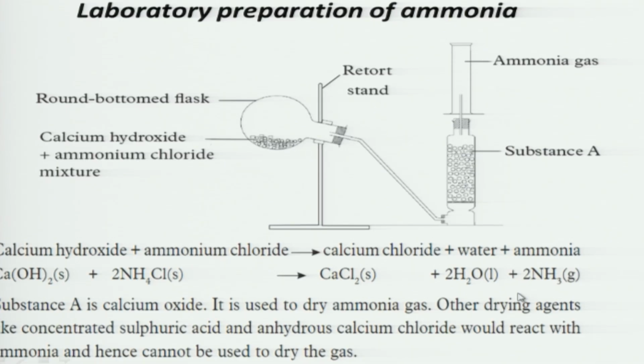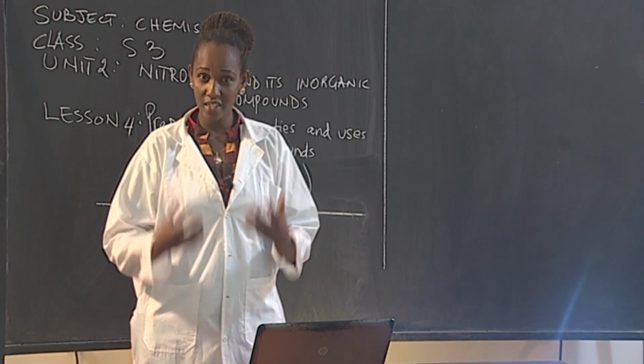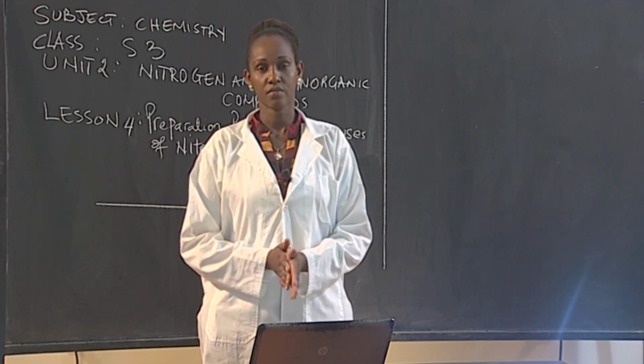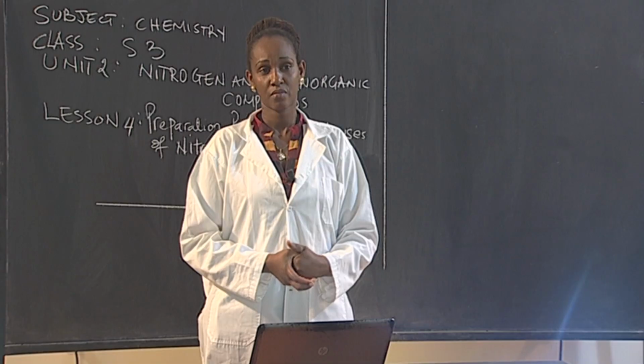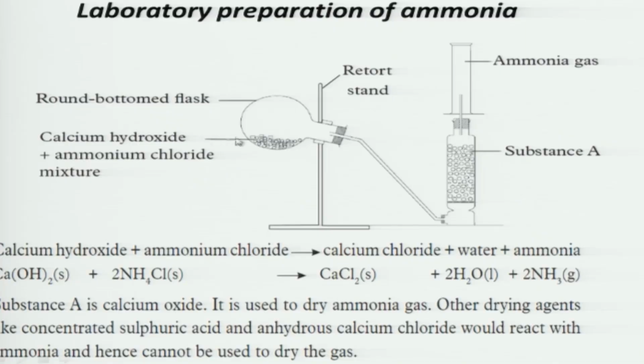So as I always tell you, in the preparation of substances in the lab, there are things you need to take into consideration. You need to know the diagram, how to draw the diagram. This is the diagram, how it is set up. So it is a round-bottomed flask, held on a retort stand, connected with a tube, and there is this substance inside here. The substance is calcium oxide.